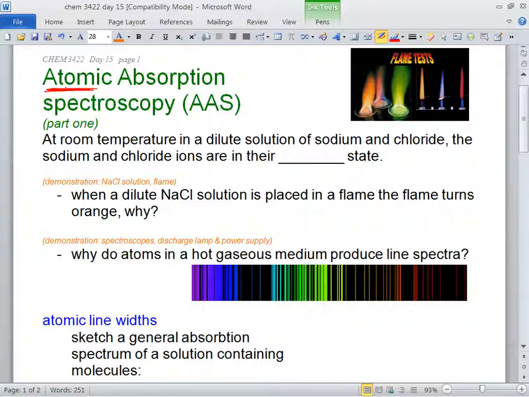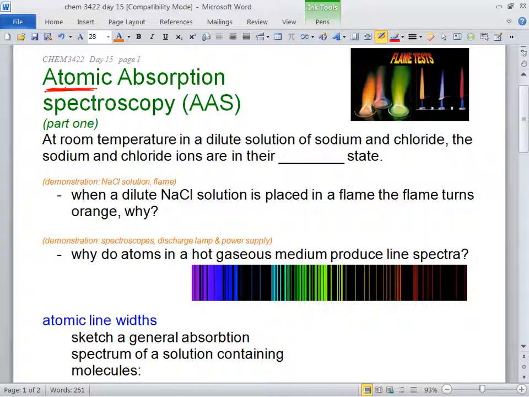Sodium. Calcium. Yeah, carbon would be great, but this won't work for it. Not sure. This won't work for it. Metals? Metals is really what we're after, because that's what's going to exist as atoms in nature.